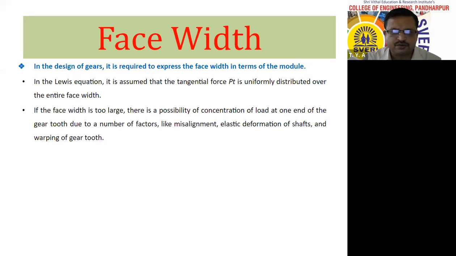If the face width is too large, there is a possibility of concentration of load at one end of the gear tooth due to a number of factors like misalignment, elastic deformation of shafts, and warping of the gear tooth. Therefore, if that load concentrates due to these factors, what will happen? At one end of the gear tooth, the tip of the gear tooth at that end is going to break, because the whole load is concentrated at one point.